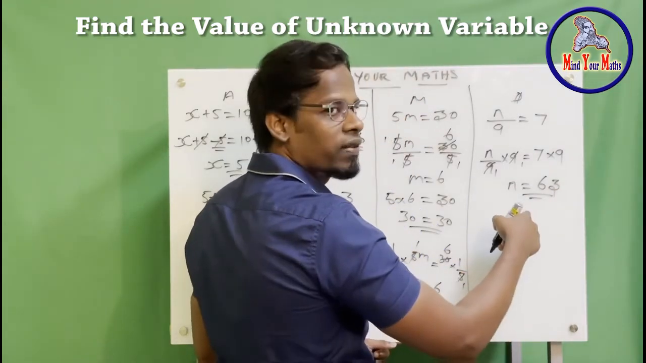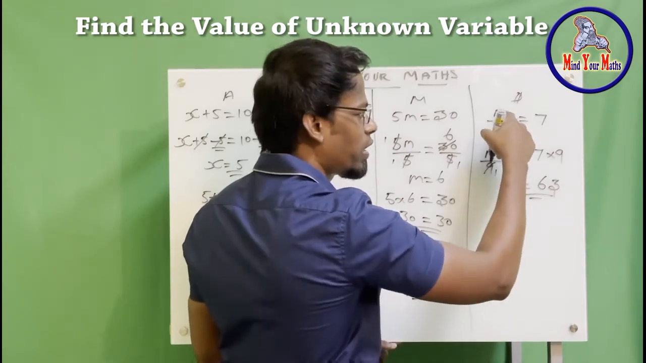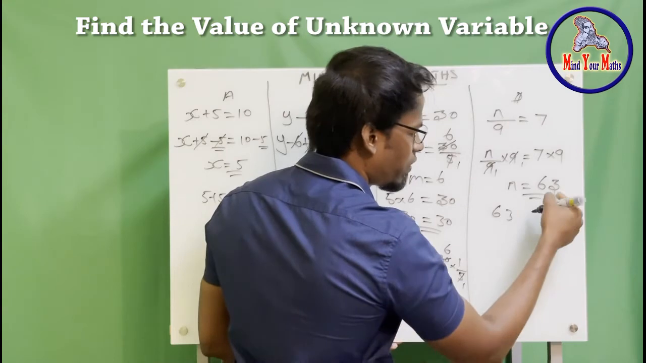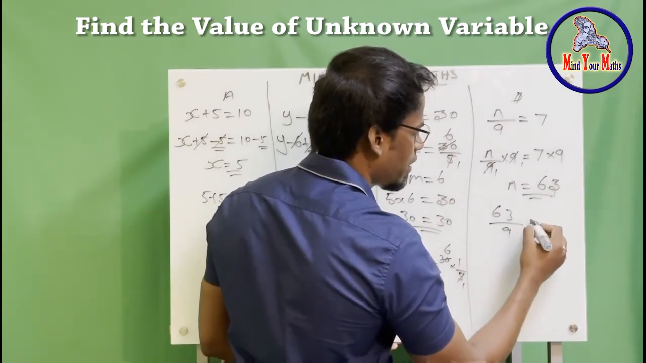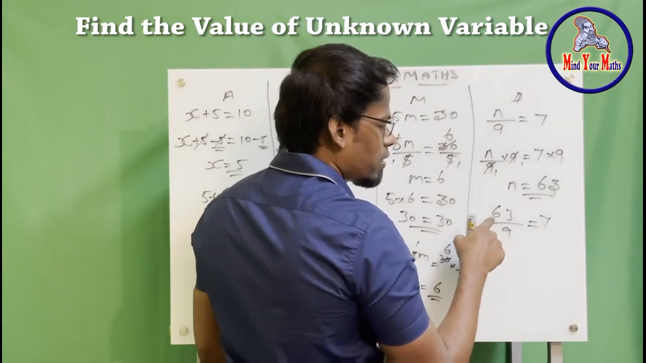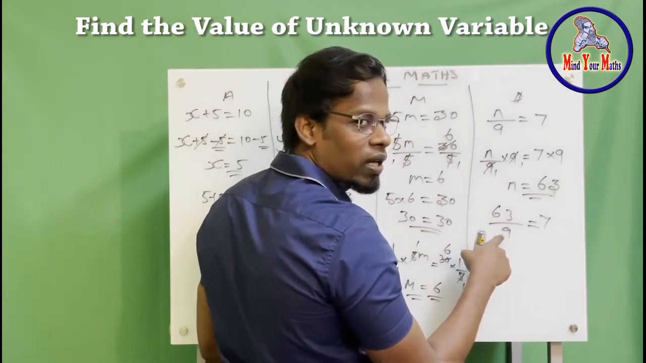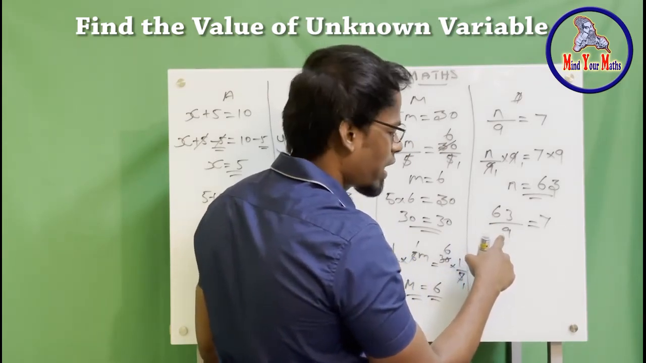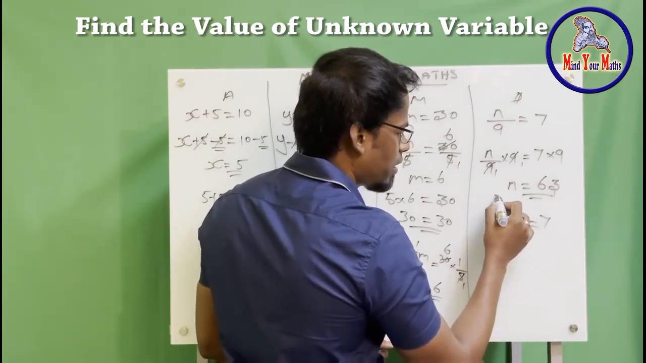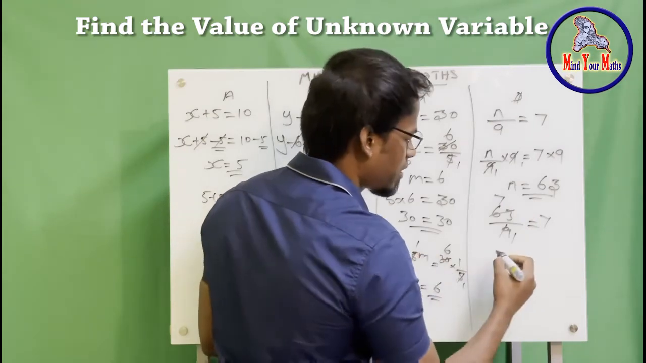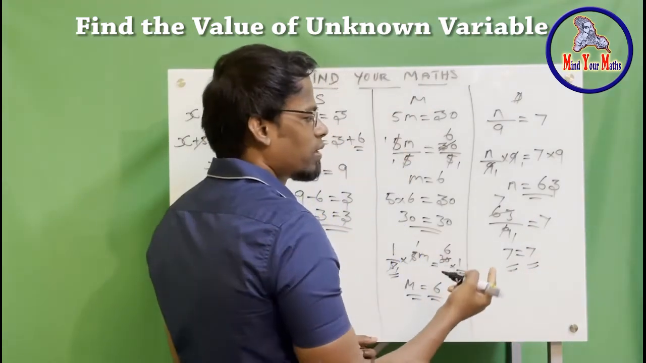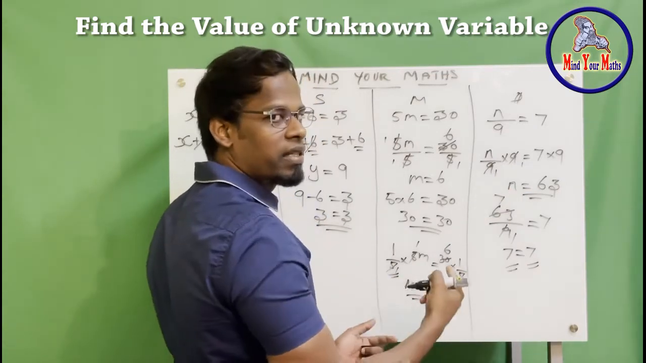Now let's see if the answer is right by substituting in the equation. So n is 63, that's what we found here, over 9 equals 7. So 63 over 9 is what? Divided by, right? Okay, so 1 times 9 is 9, and then 7 times 9 is 63. So 7 is equal to 7. So that is what the answer is, right? So the answer is correct.